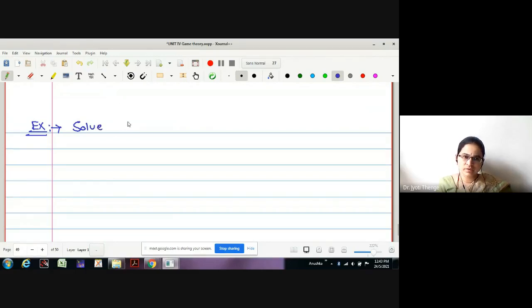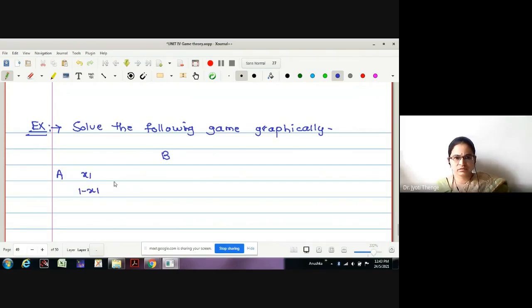Solve the following game graphically. Okay, now the game is given. So, with probabilities x1 and 1 minus x1. Here it is strategy 1, 2. Here it is strategy 1, 2, 3. What is the order of the payoff matrix?